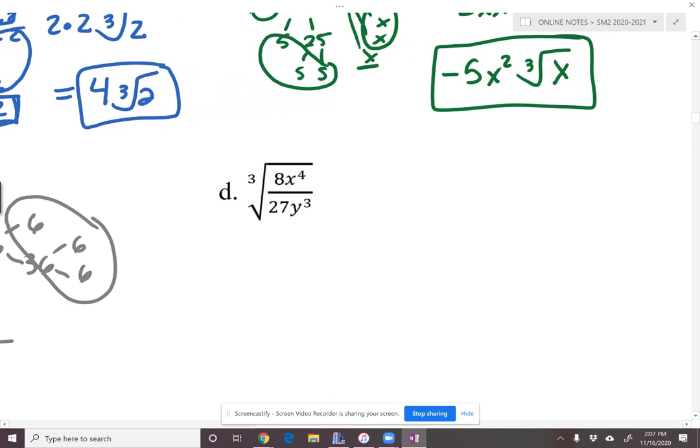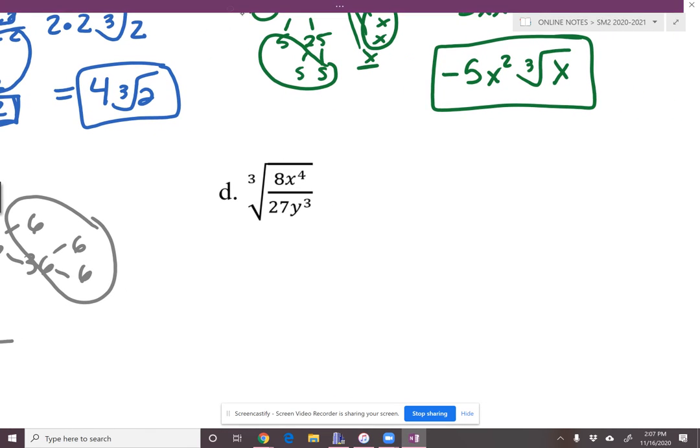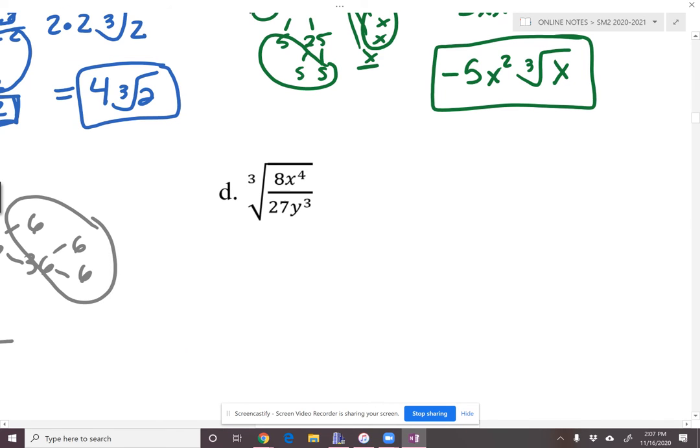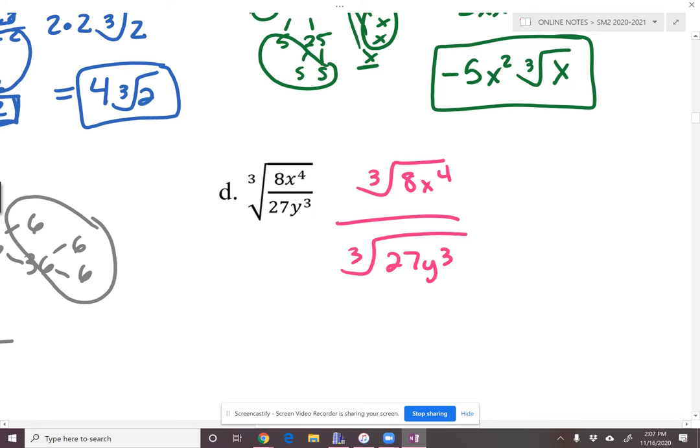Okay, and here's the last one, and it looks kind of messy, but don't panic, because the process is still the same. The only thing that's different is our factor tree just gets a little bit bigger. So I'm going to do the top by itself, and then the bottom by itself. I'm going to make factor trees for this. So 8 is 2 times 4, and 4 is 2 times 2.